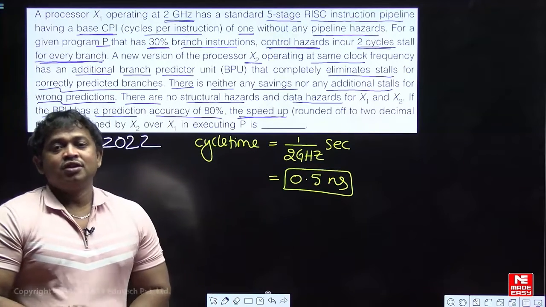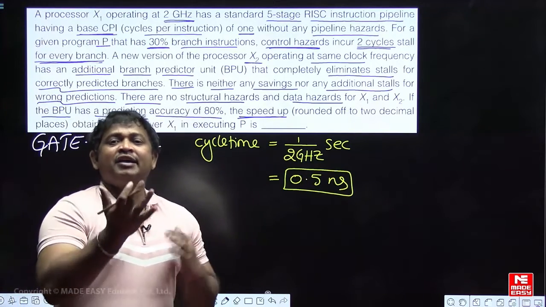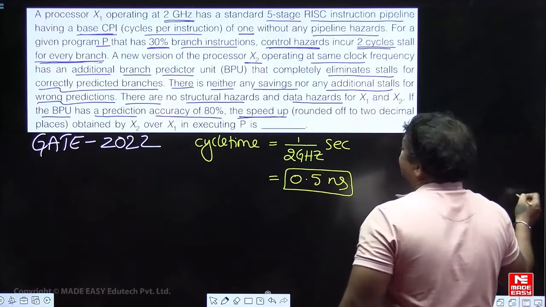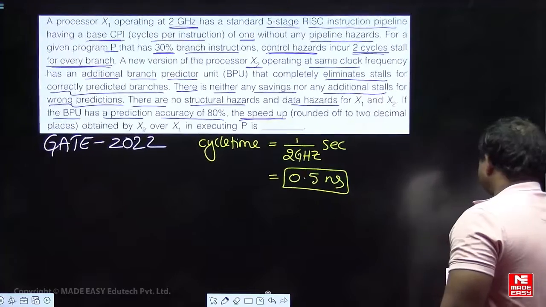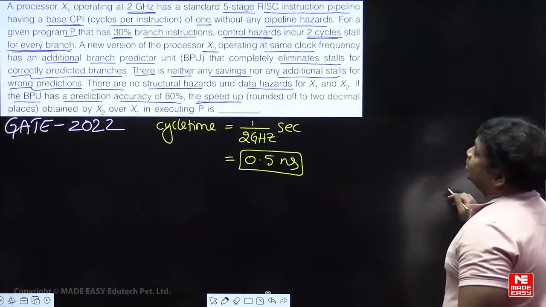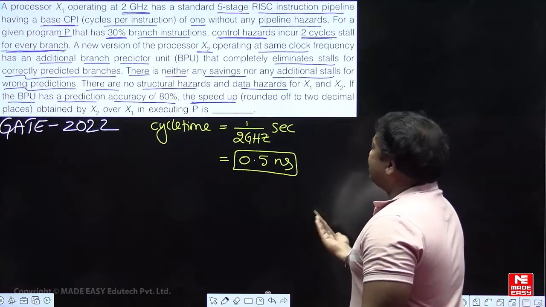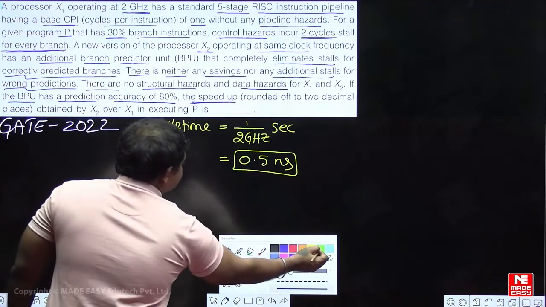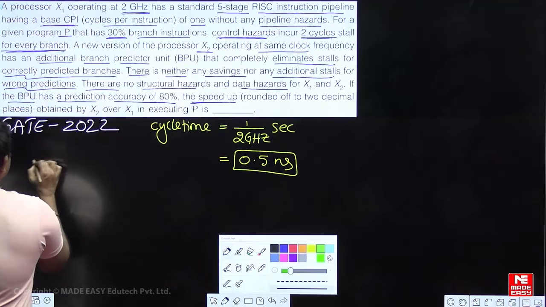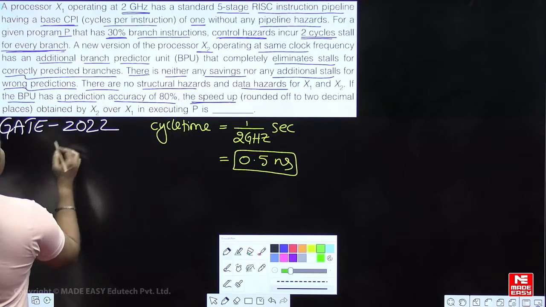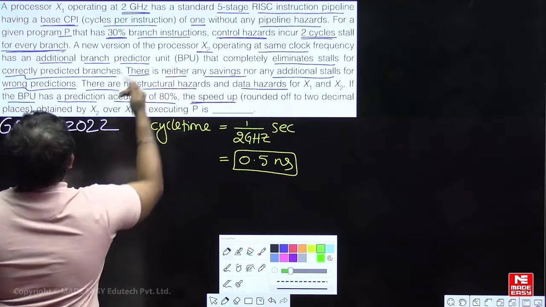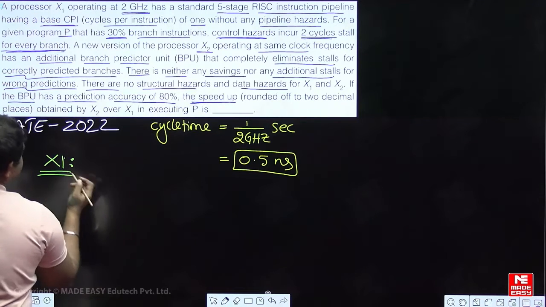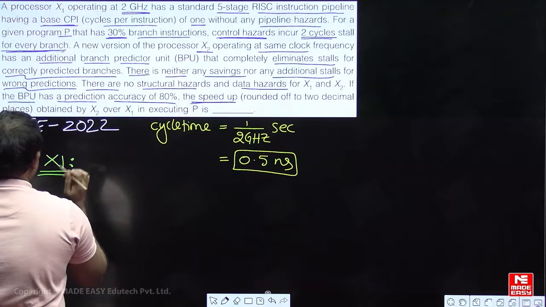This is the question. So the question logic is this. Directly we can substitute the data in the formulas. Cycle time is 0.5 nanoseconds, already given in the question: 2 gigahertz clock means 0.5 nanoseconds. Now here the old processor is denoted as X1. The X1 processor is there, denotation is given in the question.